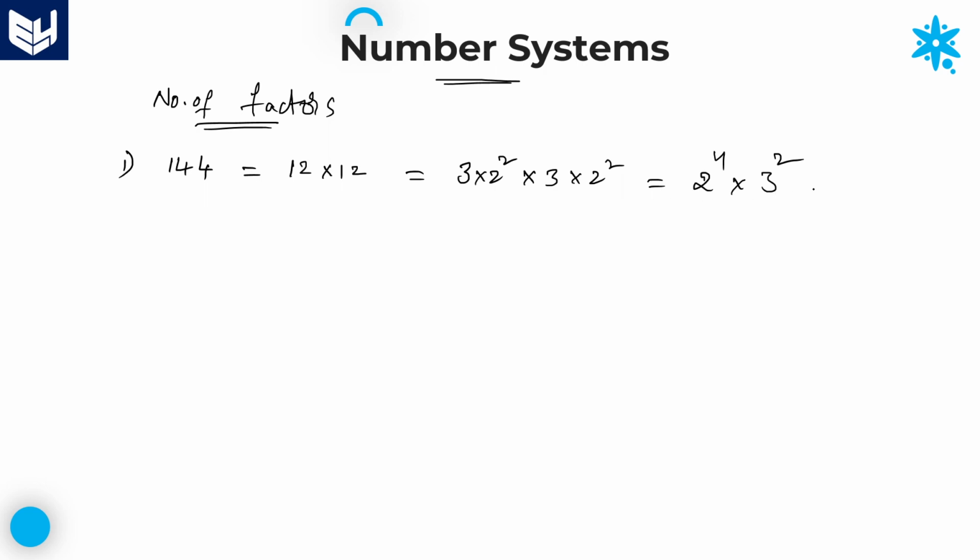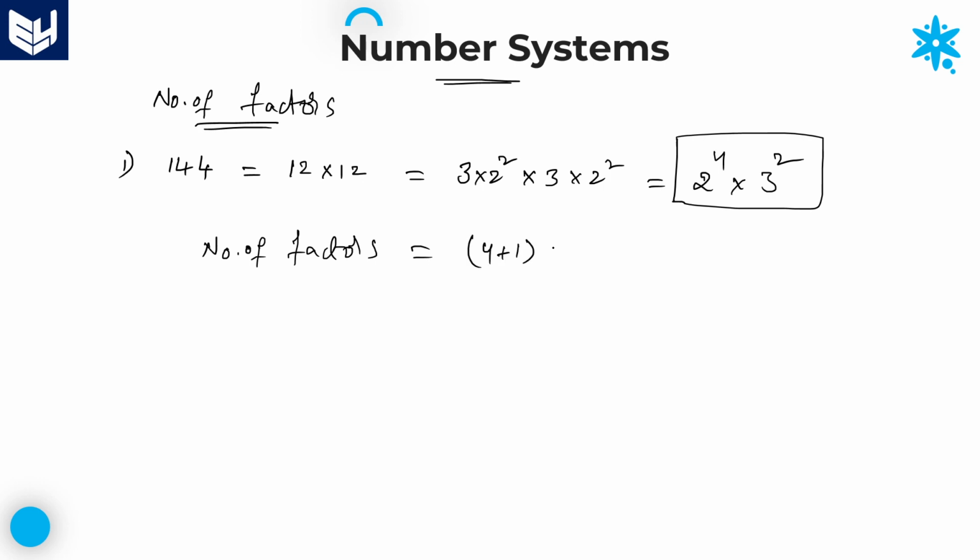First step is completed. What is that? Writing the given number in terms of prime factors. Once it is done, the number of factors is very simple to calculate. Only the first step is difficult. The second step is very simple. Number of factors is nothing but adding 1 to the powers and then multiplying each other.